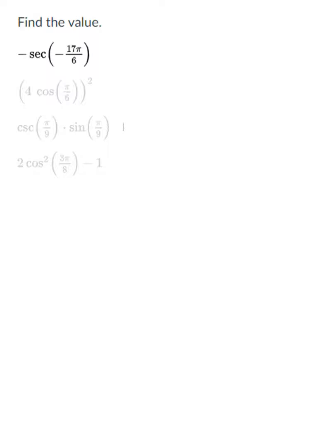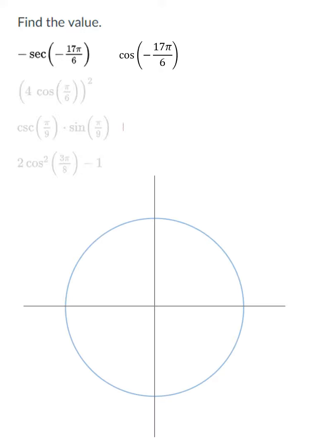First comment here would be that in order to compute the secant, I'm going to need the cosine to do that, since they're the reciprocals of each other. So let's first focus on the cosine of negative 17 pi over 6. So where is negative 17 pi over 6 on our unit circle? Well, let's think about it. Negative angles go clockwise.